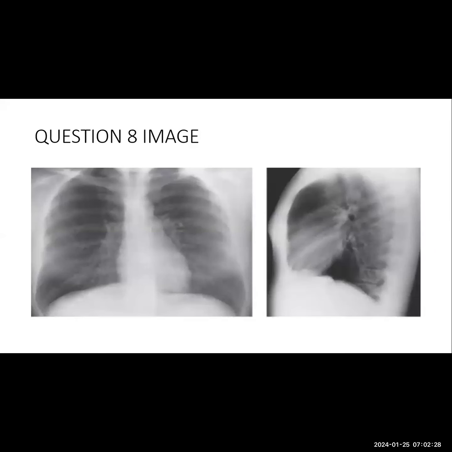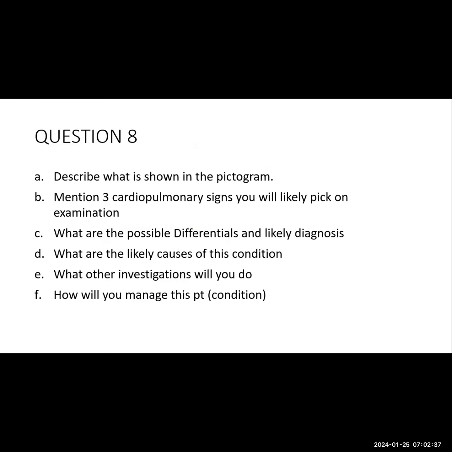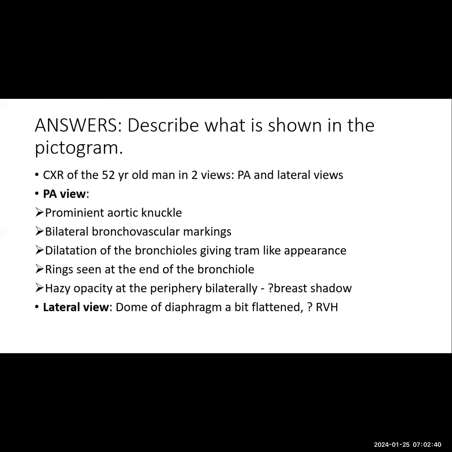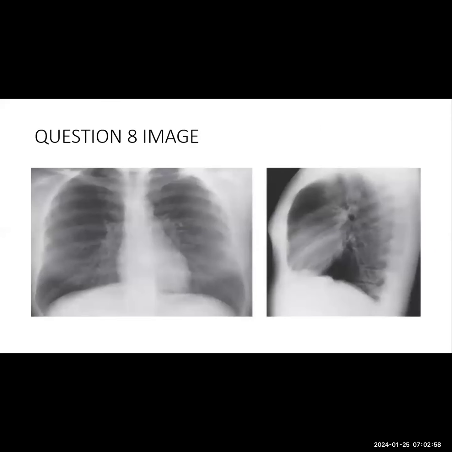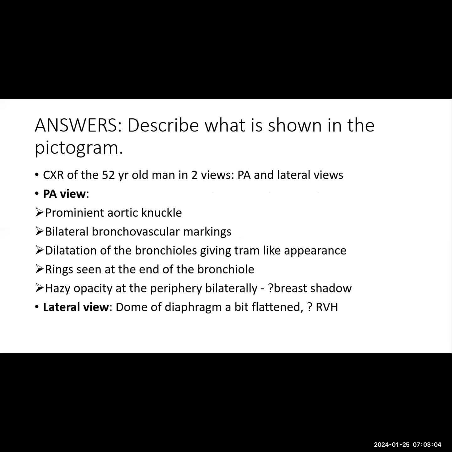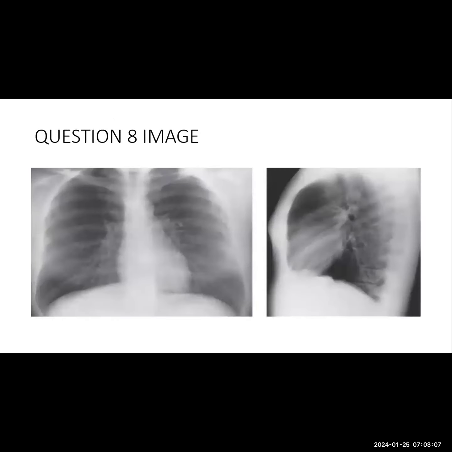The pictogram is an X-ray of the 57-year-old man showing the PA and lateral views. For the PA view, I could see a prominent aortic knuckle with bilateral bronchovascular markings, dilatations of the bronchioles giving a tram-line appearance. I saw something that looks like rings when I expanded it at the end of the bronchiole, and there's this hazy opacity peripherally, which I thought were the rest shadows. Then for the lateral view, the dome of the diaphragm was a bit flattened. It was not as curved as it should be.